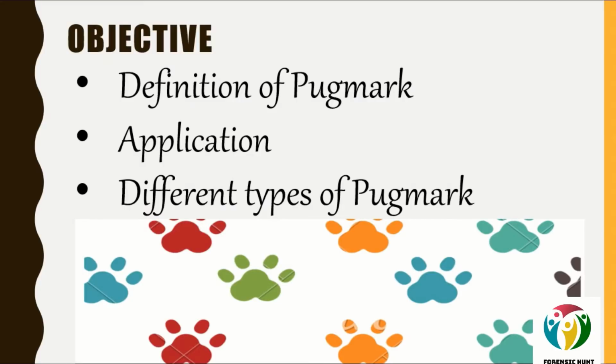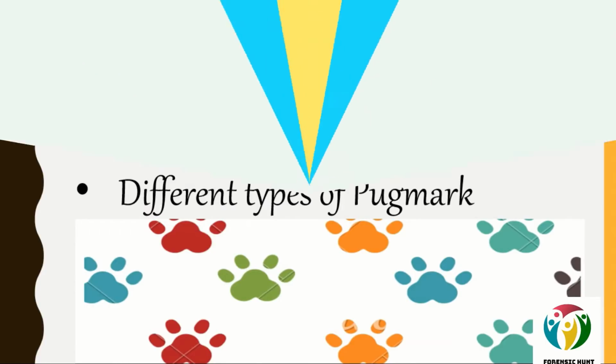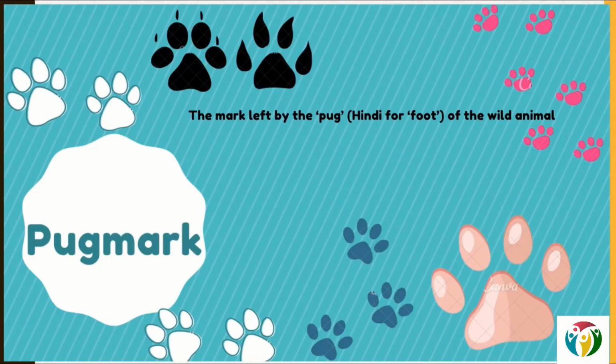what is the difference in the male pug mark to the female pug mark of a tiger, and if you just saw a pug mark, how you would be able to know whether the given pug mark is derived from the front limb or from the hind limb, or whether it is from the left limb or right limb. So these are all the things which you are going to study in this video. First of all, we will start with the definition.